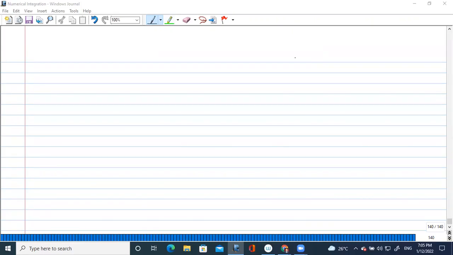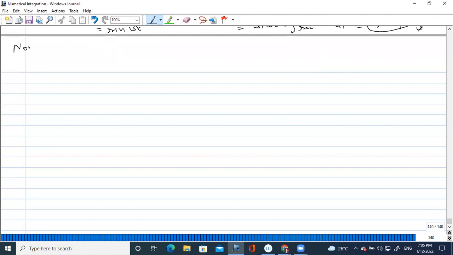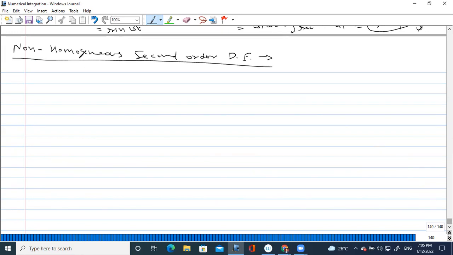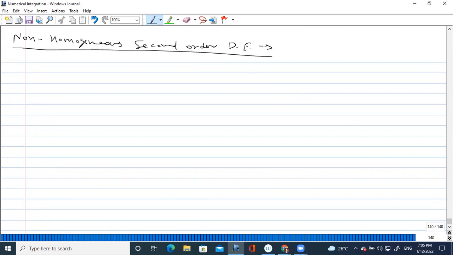Good evening all. So today we are going to start the non-homogeneous second order differential equation. Okay, homogeneous we have finished. Non-homogeneous second order differential equation.